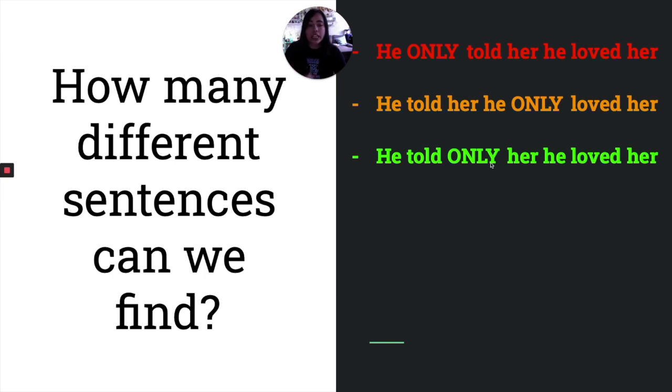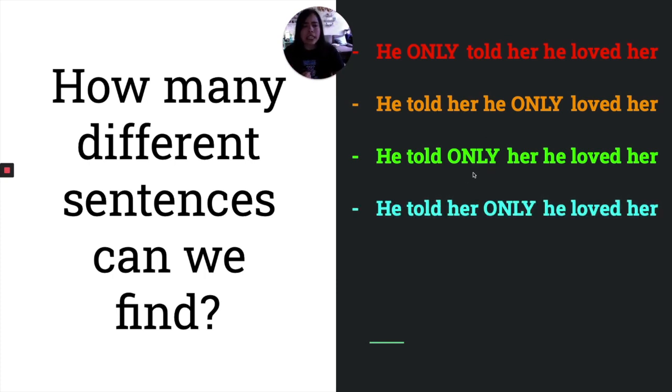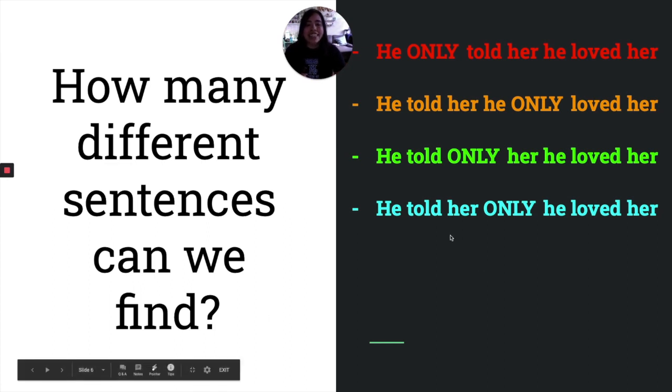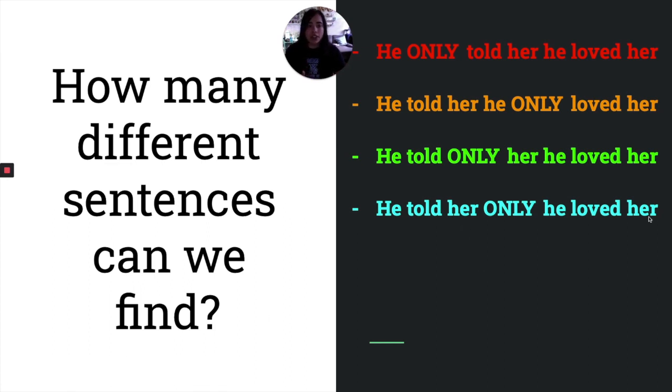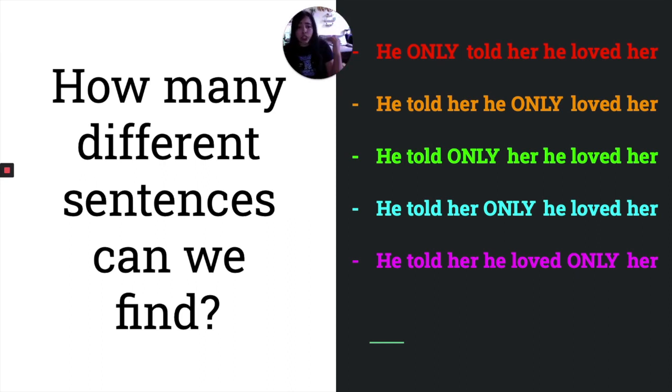So if we put the only here, he told only her he loved her. Now they have a secret romance. He's not going to tell anybody, okay? He told her only he loved her. Ooh, now the boyfriend's turning a little psycho, okay? Now he's getting a little controlling, okay? And the last one I have is he told her he loved only her. I love nothing else in this world but you, okay? So the story can go from really romantic to really creepy to a little possessive. It changed the meaning every single time. Like I said, if you found more than me, fantastic, okay?